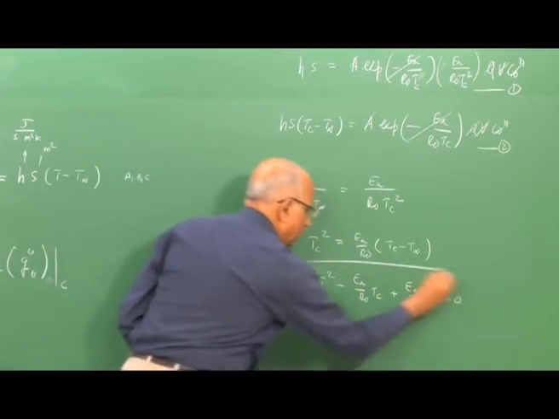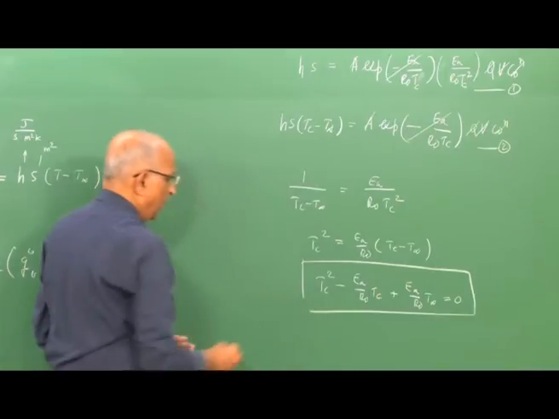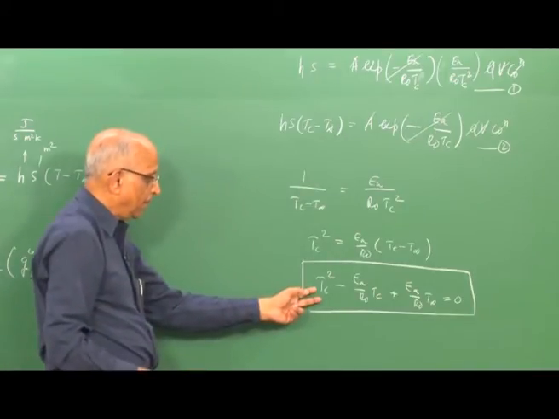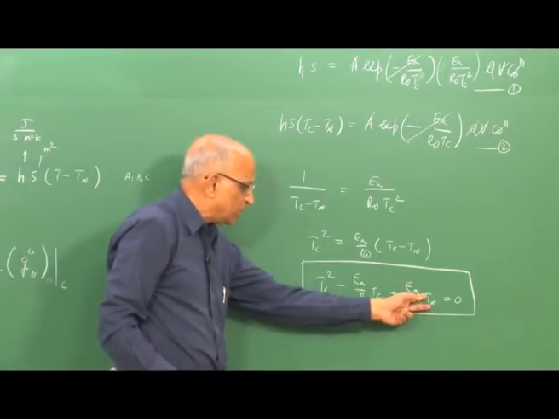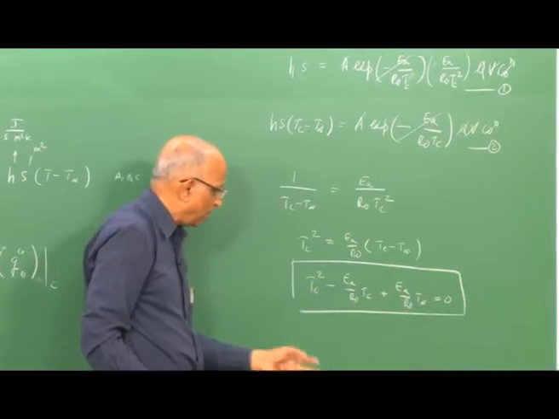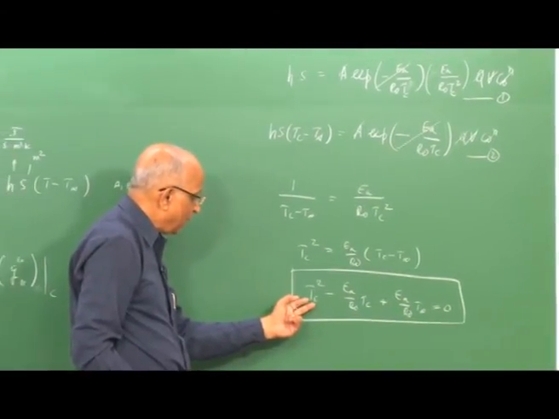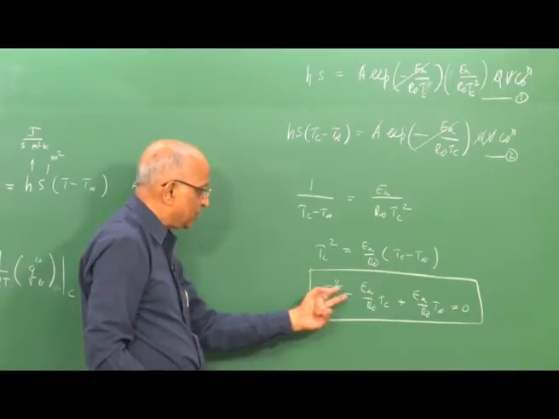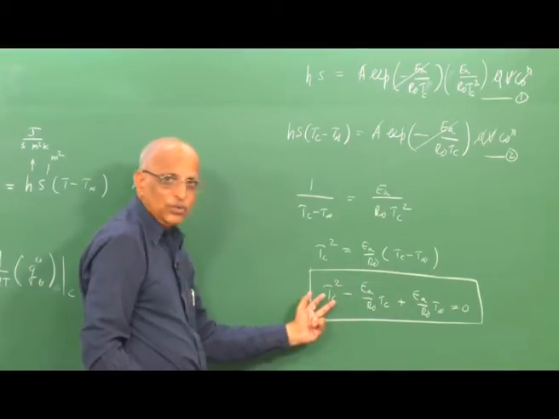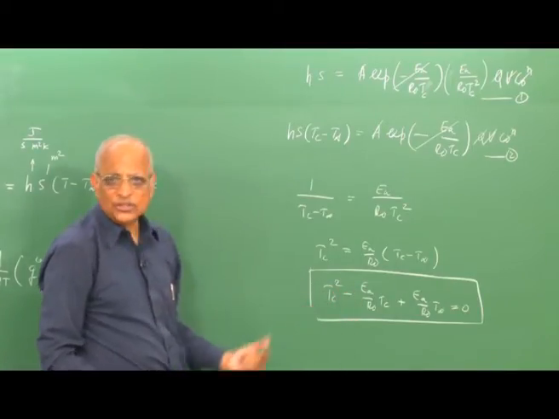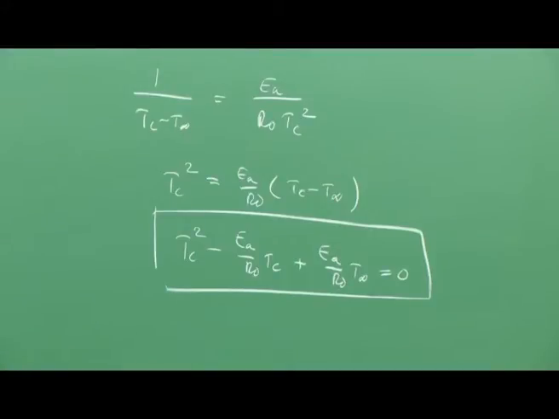Well, this becomes my final equation. I am interested in Tc. T ambient is fixed, because for a given ambient I am doing this problem. And what is it I get? I find I have an equation in Tc which is a quadratic equation. I want to solve for Tc, and let us see what number we get. Therefore, I solve this quadratic equation in Tc, and what is it I obtain?